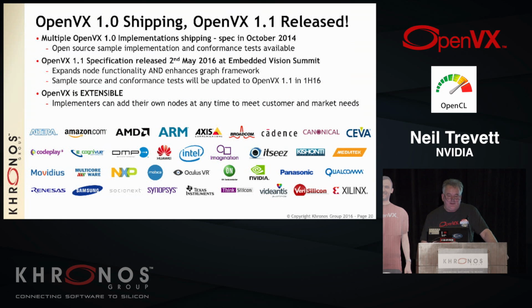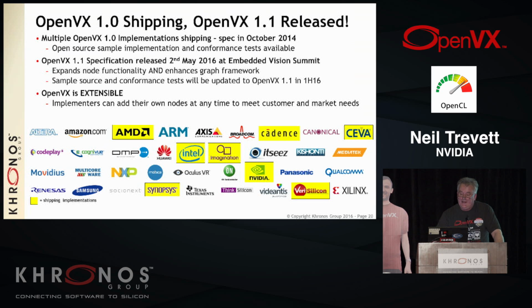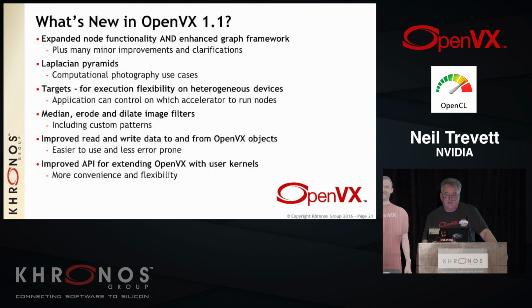So what's the status of OpenVX? It's shipping today. OpenVX 1.0, the spec was launched in 2014. We actually have a bunch of vendors shipping OpenVX today. The OpenVX 1.1 specification released just a few weeks ago, on the 2nd of May. So we don't have implementations yet, but they're coming, actually. And it expands node functionality and the graph framework. And OpenVX, just like the other Khronos APIs, is extensible. So if you don't find a particular node you need for your customer or your market, you can easily extend it. So a little bit more detail.